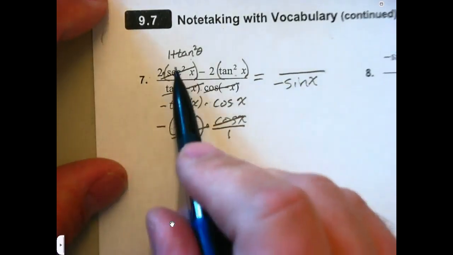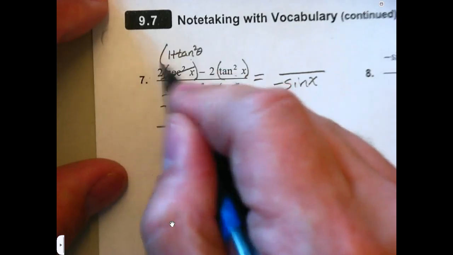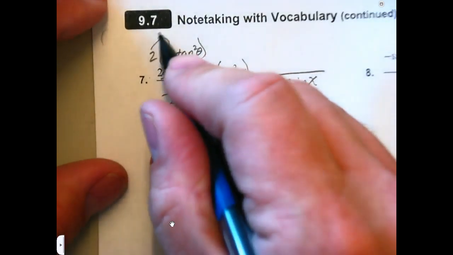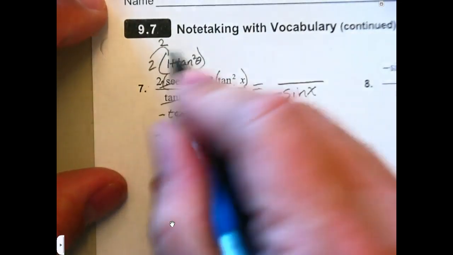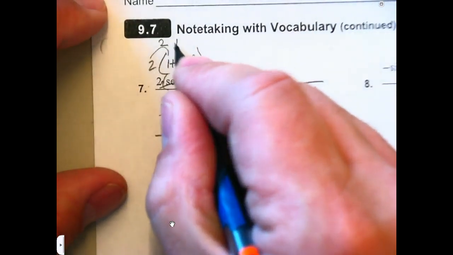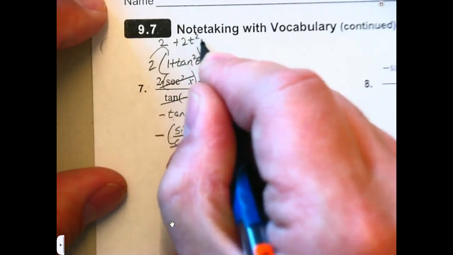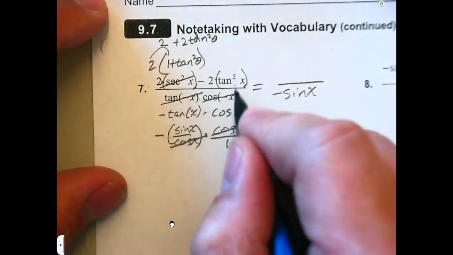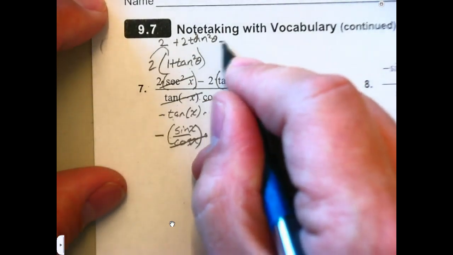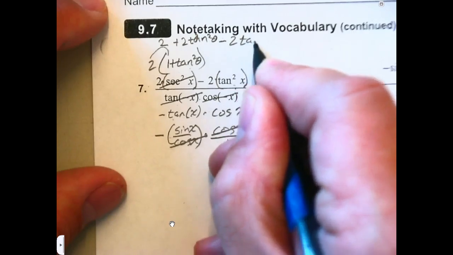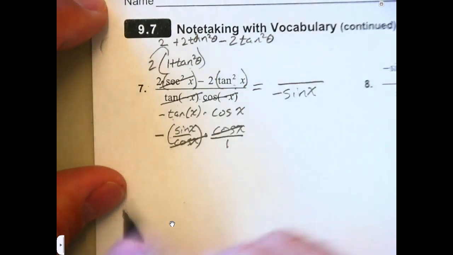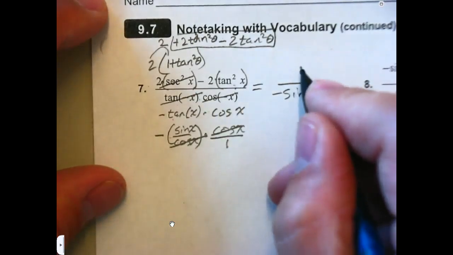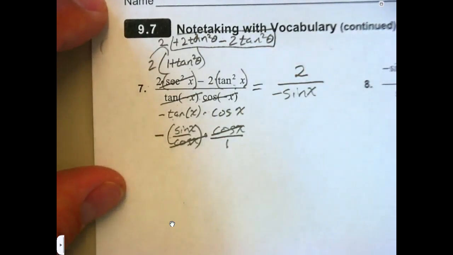My numerator, I have 2 times all of that. Well, 2 times 1 is 2. 2 times tan squared x is 2 tan squared theta, minus 2 tan squared theta. What is 2 tan squared theta minus 2 tan squared theta? That's 0. So what am I left with on top? 2.